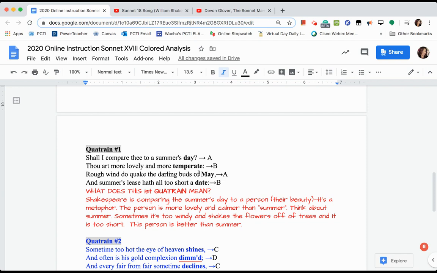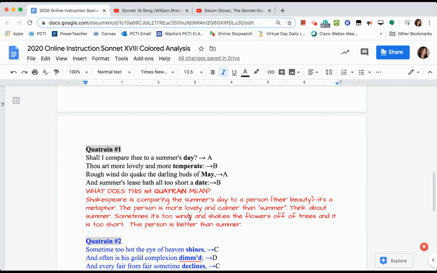Let's see. Temperate means calm. So think about summer. And he starts going into things about summer. He says, in summer, rough wind do quake the darling buds of May. So sometimes it's too windy. And when it's too windy, what happens to the buds, the flowers on the trees?